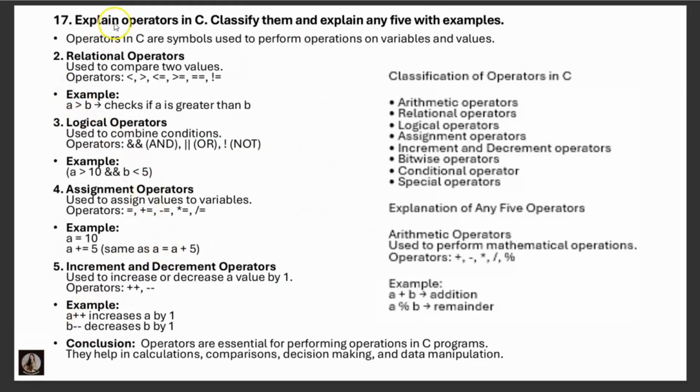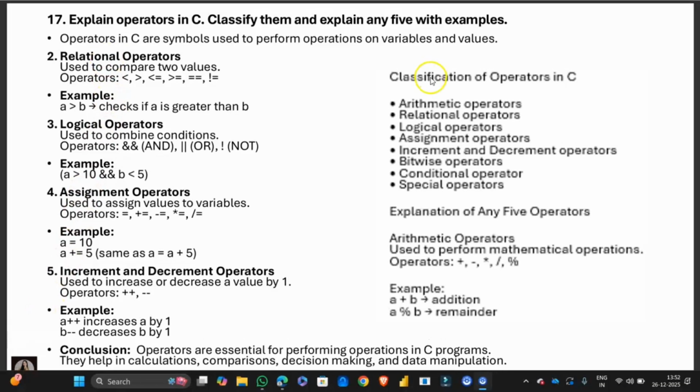And the next question is: explain operators in C, classify them and explain any 5 of them with an example. The operators in C are symbols used to perform operations on variables and values. The operator will perform a certain operation based on the variables and values given. Let us understand the classification of operators in C. These are all the types of operators in C: arithmetic, relational, logical, assignment, increment and decrement, bitwise, conditional and special operators.